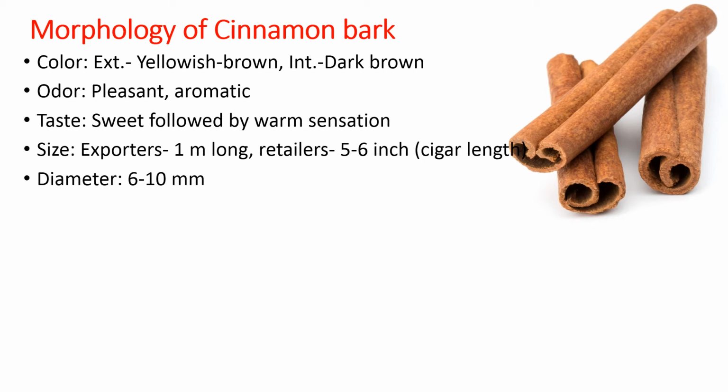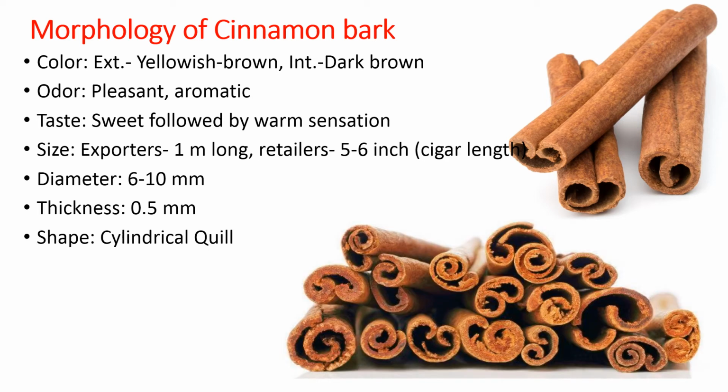The diameter of this bark is roughly around 6 to 10 mm, and thickness of the bark varies from 0.25 to 0.5 millimeter. Shape is cylindrical and not exactly the cylinder, but it turns from both the ends or from one end, and this turning is called as quill. It appears to be like a quill.